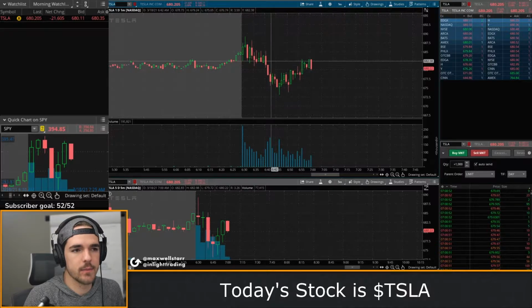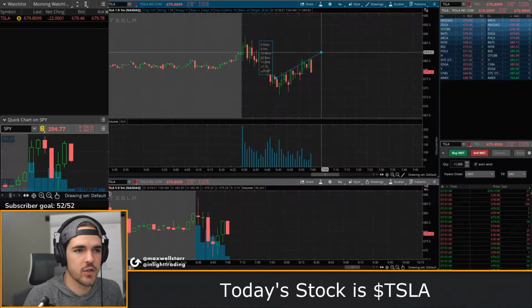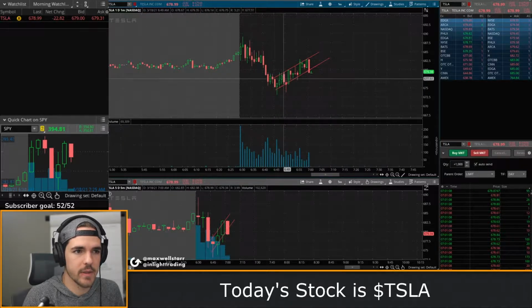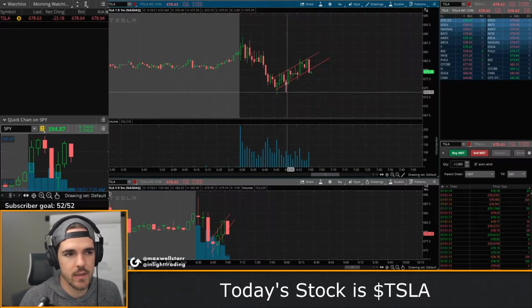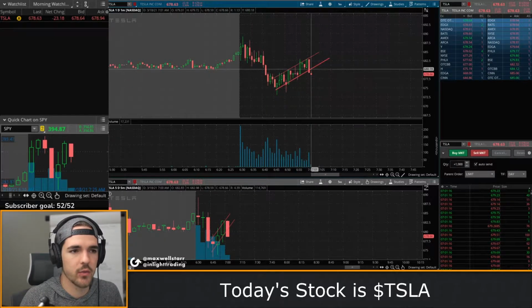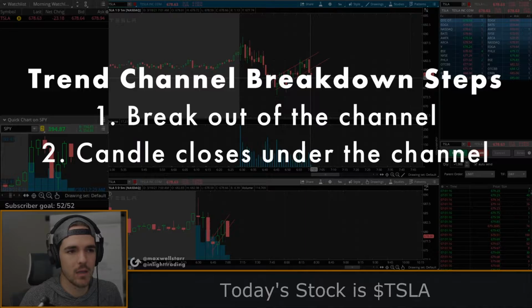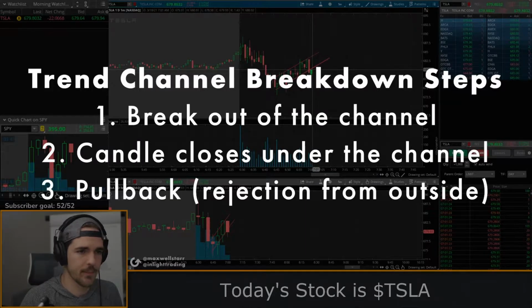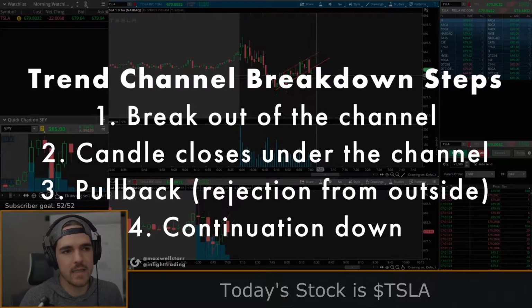This is still forming that trend channel. Let me draw this in for you. This trend channel here, bouncing up and down, up and down, up and down, and it's breaking under. We don't want to just see a break under because you can see it's done that before. Those are wicks breaking through. We want to see a break under, a close under, which we did just get, and then a pullback, testing the lower trend line from below, and then a continuation down.